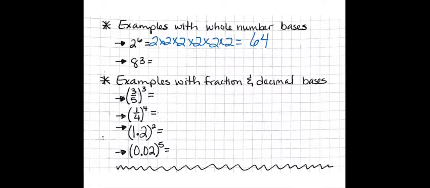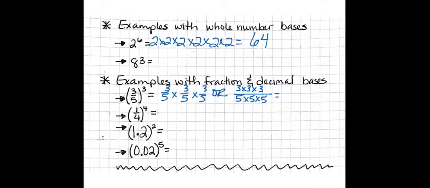8 to the third would be 8 times 8 times 8. I'd like you to try that one on your own. With a fraction, 3 over 5 times 3 over 5 times 3 over 5. Or we could write it out as one big fraction, 3 times 3 times 3 in the numerator, 5 times 5 times 5 in the denominator.